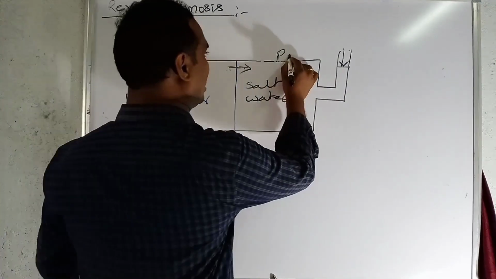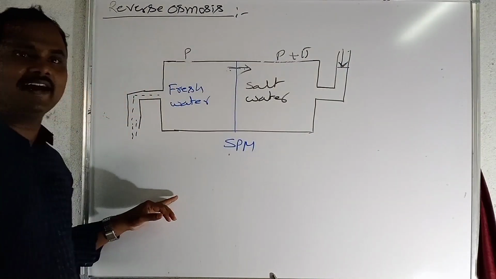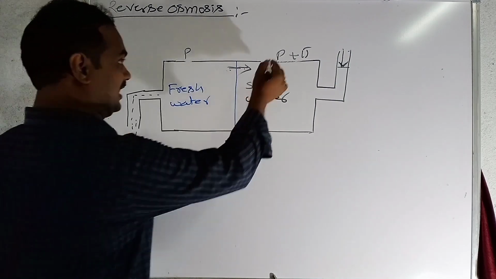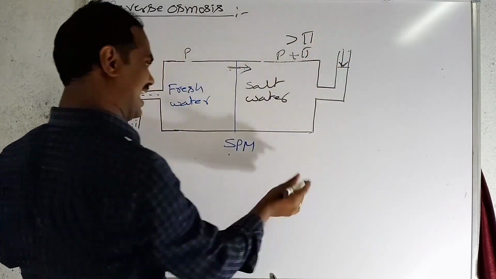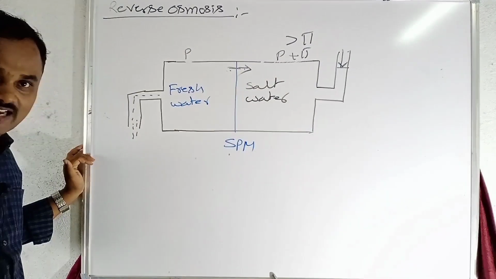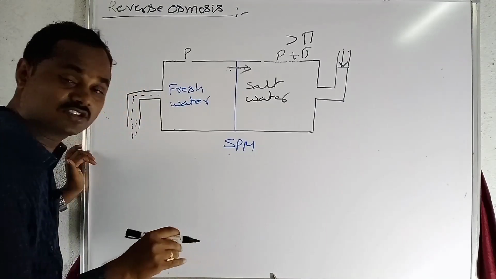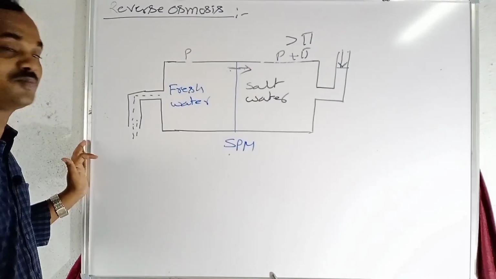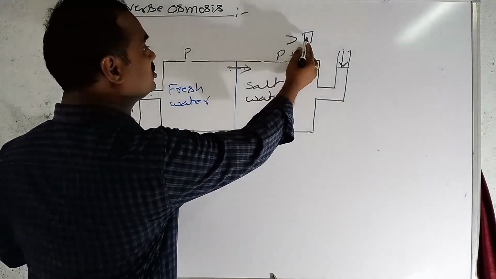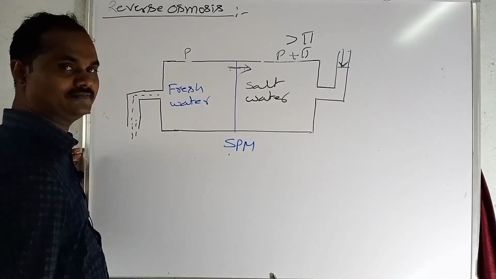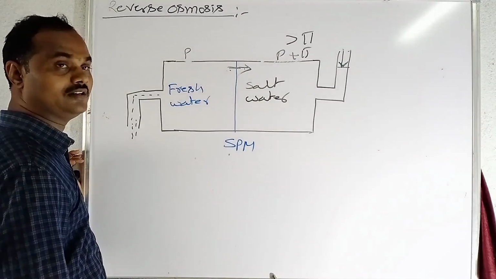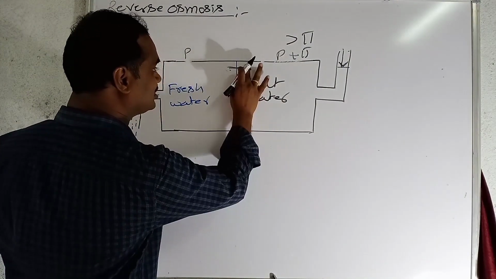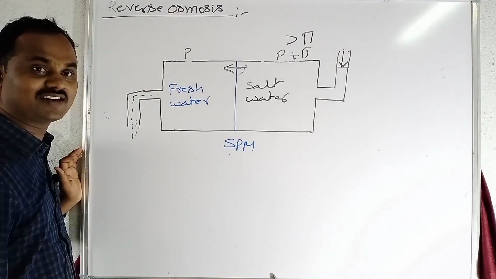When you apply osmotic pressure to the solution side, this osmosis process will be stopped. If the applied pressure on the solution side is more than the osmotic pressure, instead of the osmosis process stopping, reverse osmosis will take place. Reverse osmosis means that due to applying pressure more than osmotic pressure, solvent molecules move from salt water or high concentration region to low concentration region.